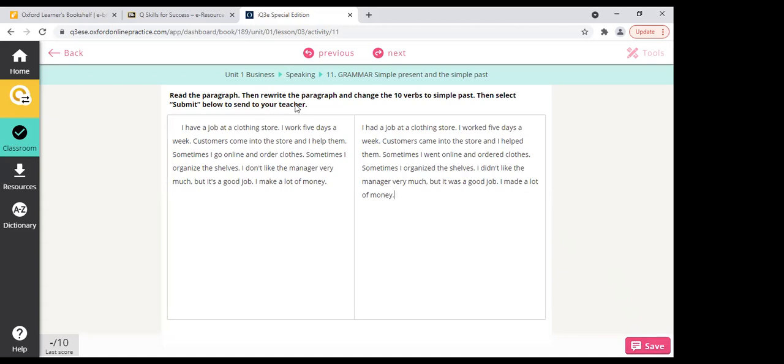Then submit it to your teacher. So these are the answers. We change have to had, that's 1. Work to worked, 2. Come to came, 3. Help to helped, 4. Go to went, 5. Order to ordered, 6. Organize, 7. Do becomes did, didn't, ate. Is became was, 9, and make becomes made. So we did all 10 verbs. Okay, well done, everyone.